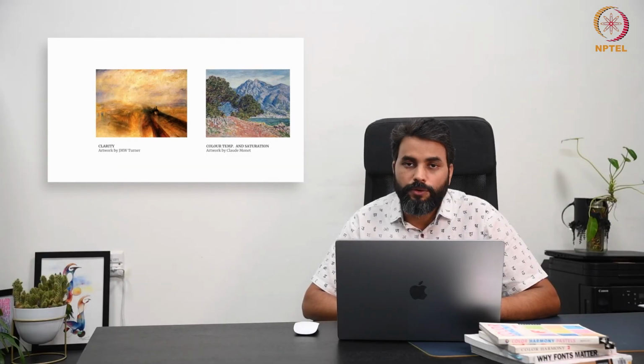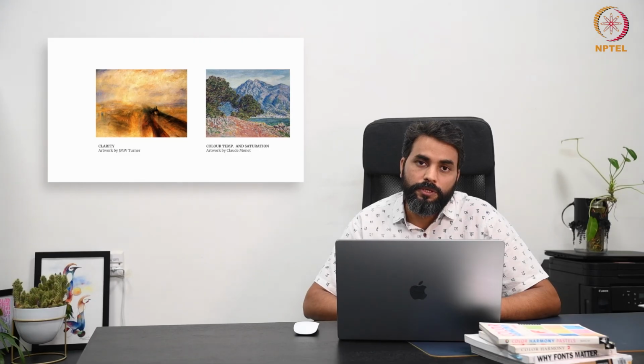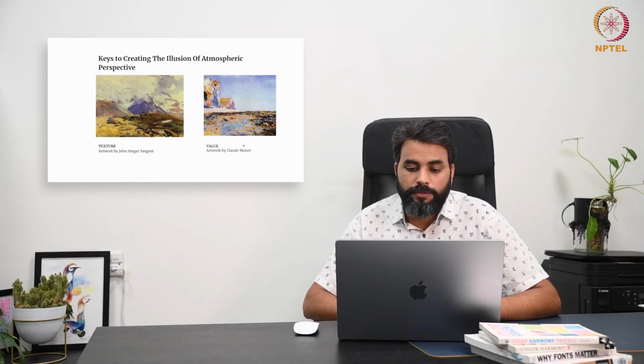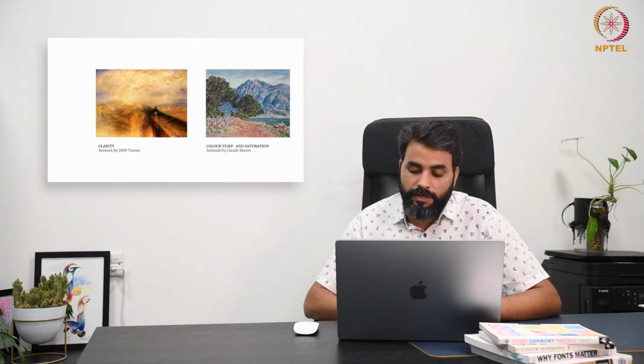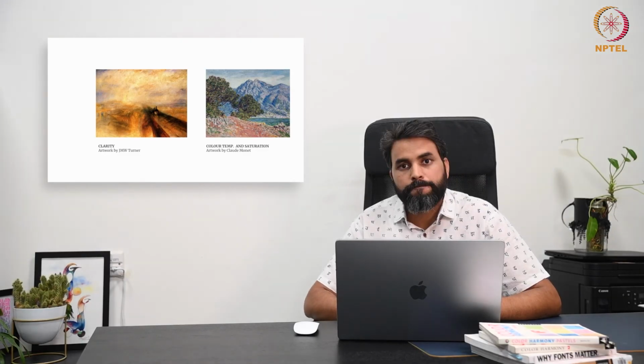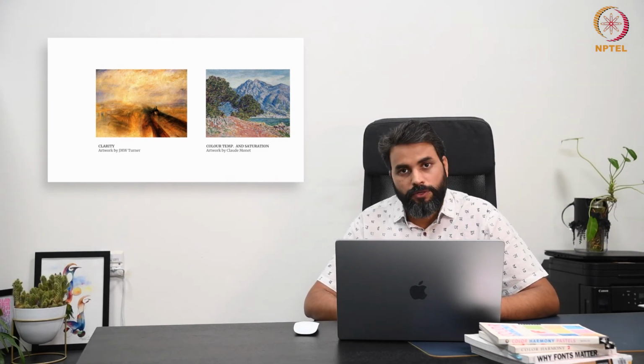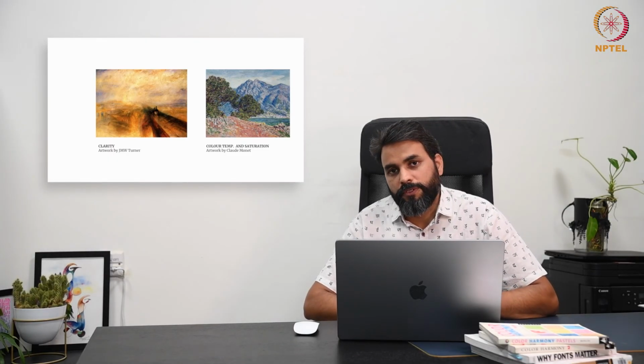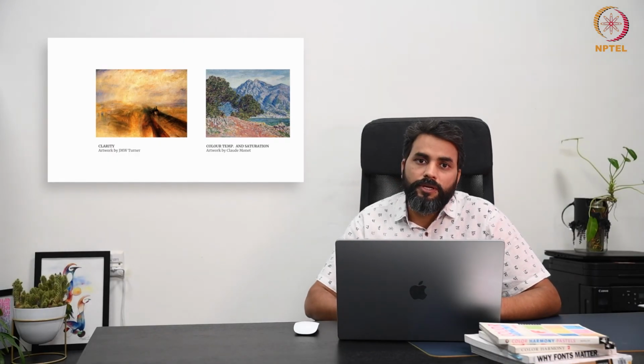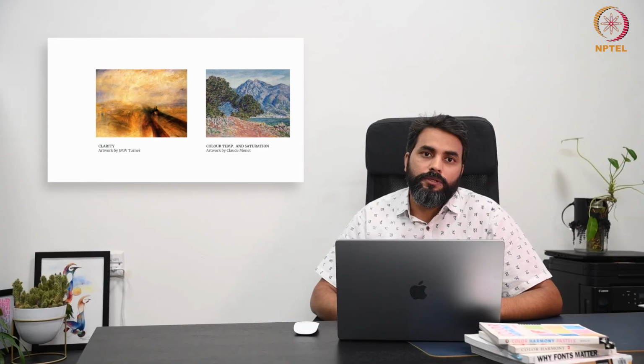So is it clear how to create atmospheric perspective using these four elements: texture, value, clarity, and color temperature and saturation? I hope with this discussion you will be a little aware of the role of texture and all these four elements, and how they help in creating the illusion of atmospheric perspective. In the coming lectures as well, we will further discuss the role of texture, color, and value in design, and try to understand what it is.